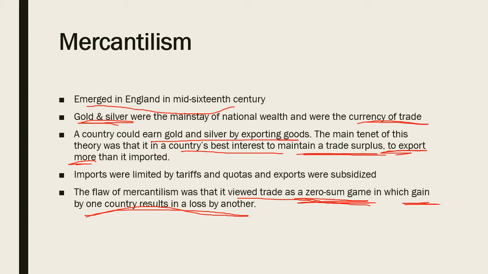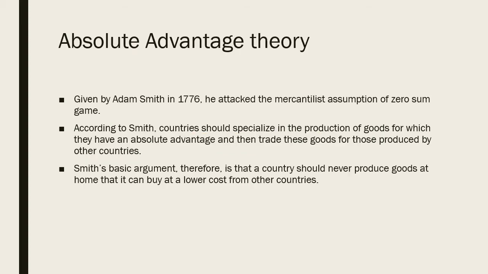So gold and silver were the currency of trade. Exporting more than importing was recommended, and it is a zero-sum game. That is the main flaw, not the only but the main flaw. Now the absolute advantage theory, it is given by Adam Smith. In 1776, he attacked the mercantilist assumption of zero-sum game.